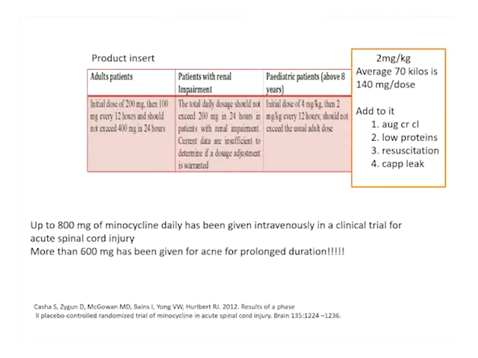And you add to that the augmented creatinine clearance that we get in septic patients, the low proteins that we get in septic patients, the resuscitation adding to the volume of distribution there, and the capillary leak. 100 milligram is not sufficient.